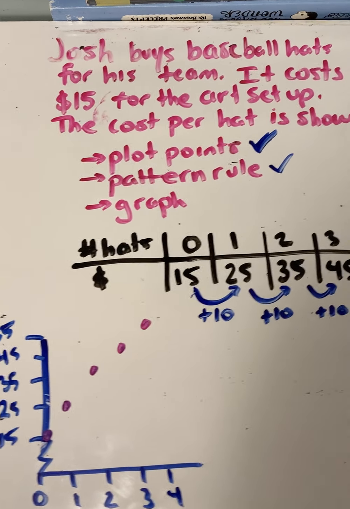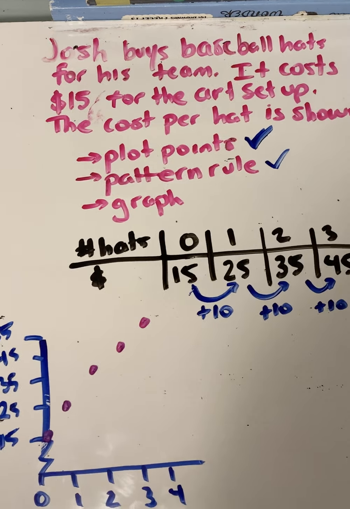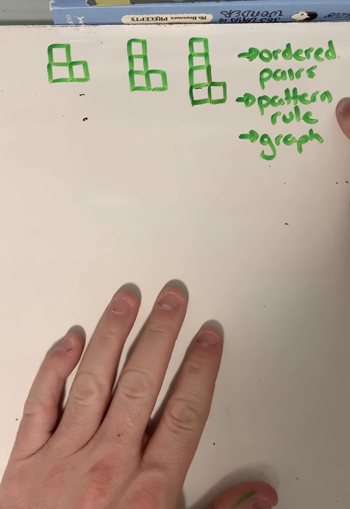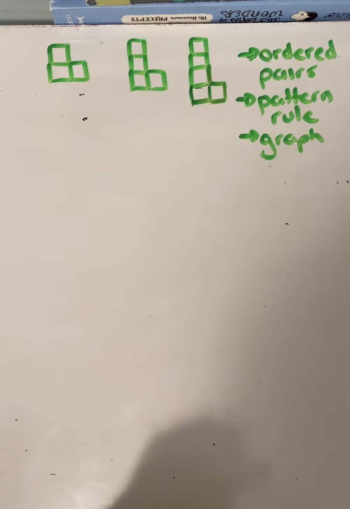So I want you to actually do one yourself. I have one written on this next page. This one's more of a geometric pattern. So take a look at the geometric pattern that I've created, and I'd like you to write down the ordered pairs, write down the pattern rule, and then graph it, please. So pause, take a moment and go through it, okay?